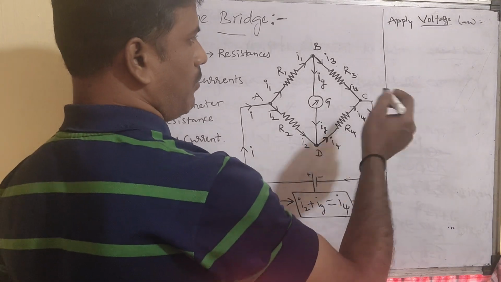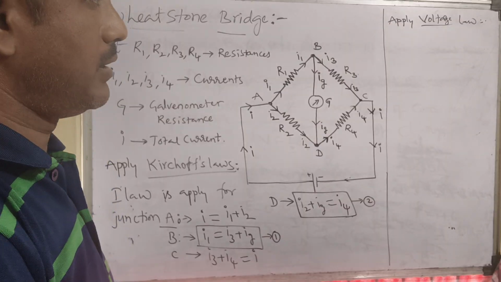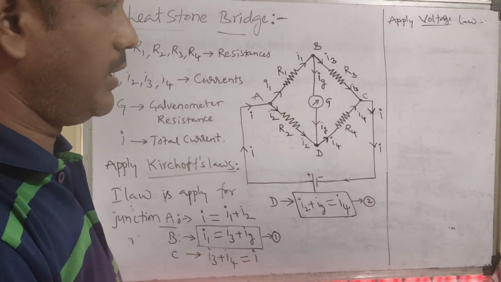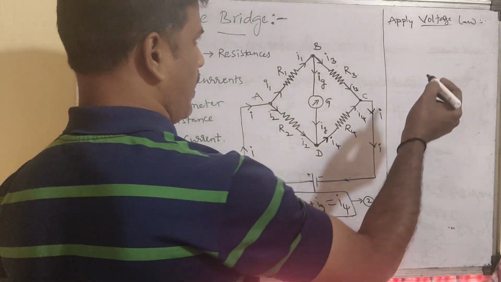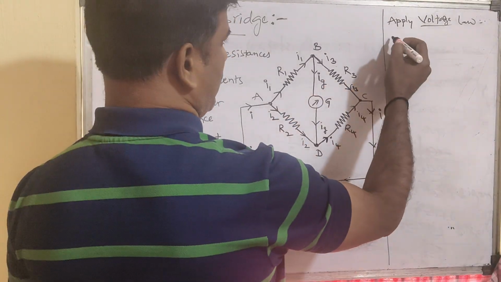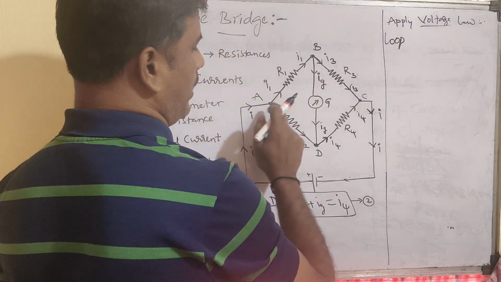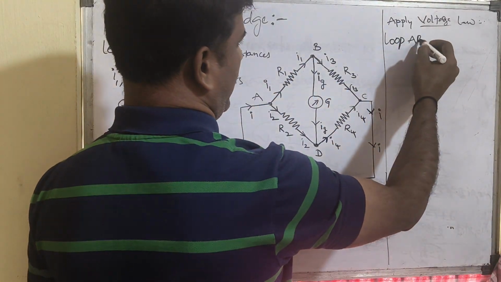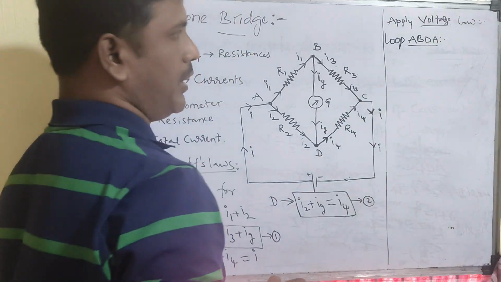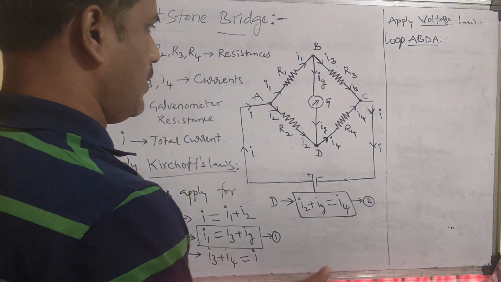So now, what is the voltage law? The algebraic sum of potential differences across any closed loop is 0. That is the rule. According to that rule, observe the first loop, A, B, D, A. So A to B, B to D, D to A is what we want to calculate.